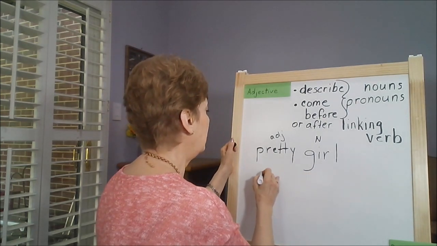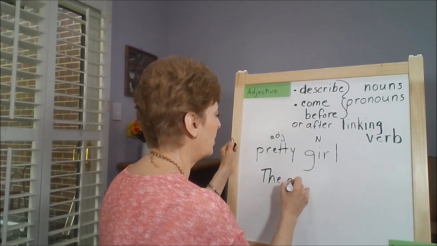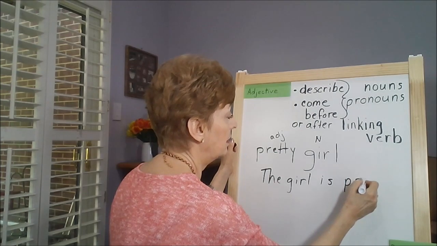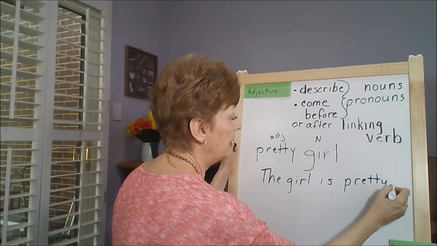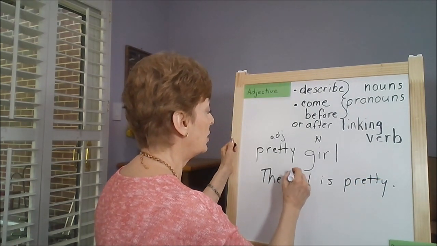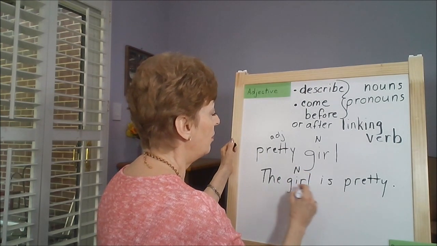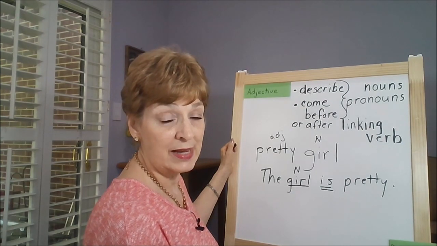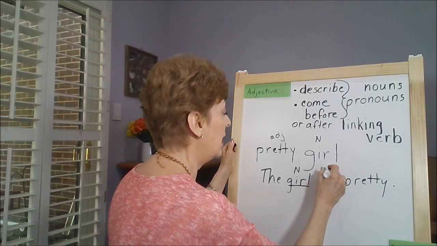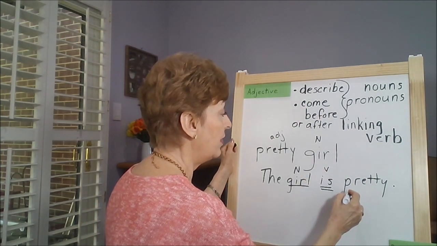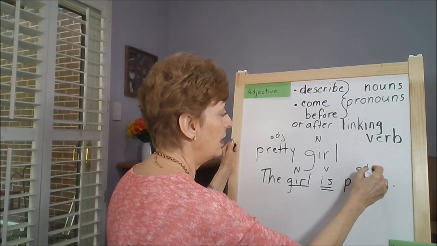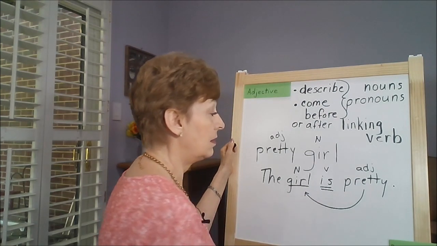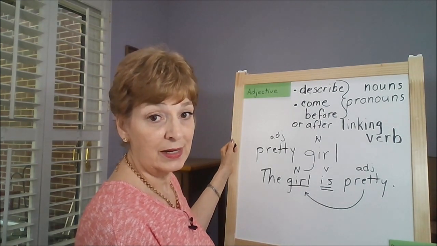But you could say, the girl is pretty. In this case, we've got girl again as our noun, but the verb is a linking or state of being verb, is. And on the other side of it, there's our adjective. But this adjective is really describing the girl. The girl is the one that's pretty.